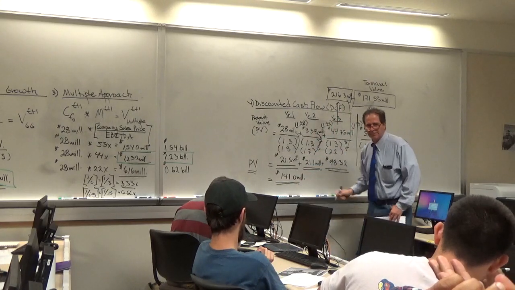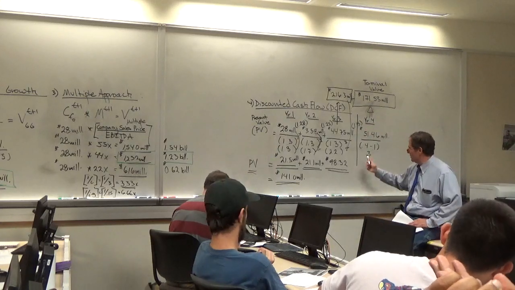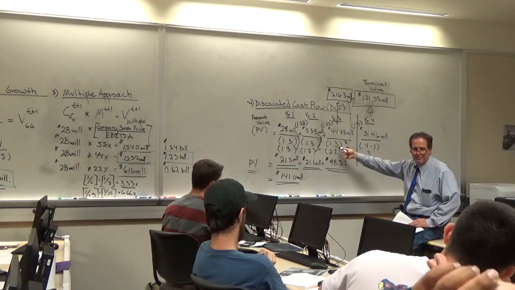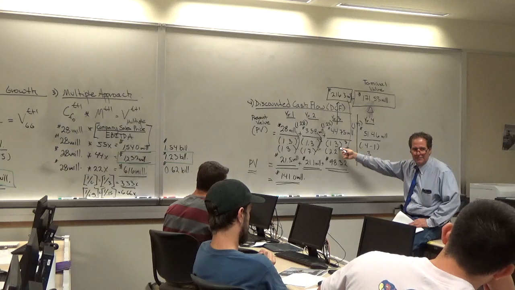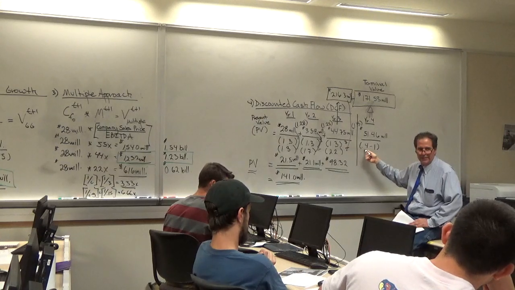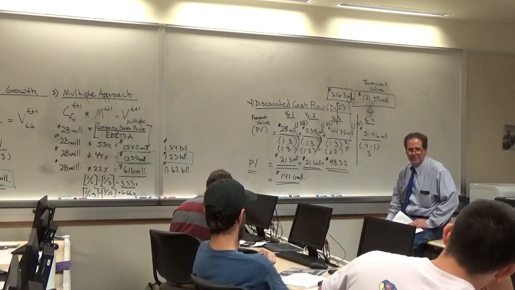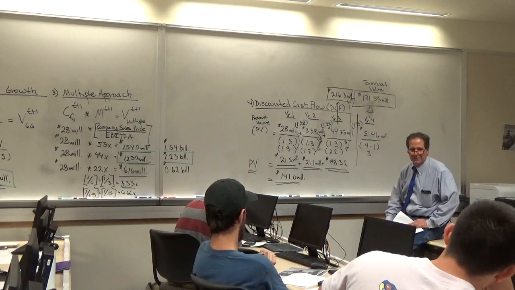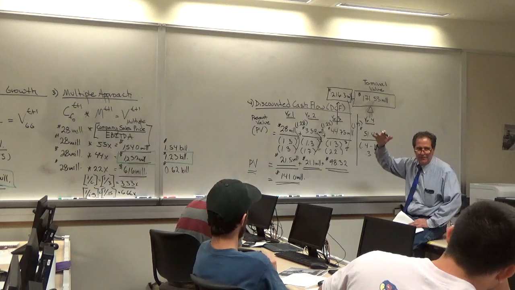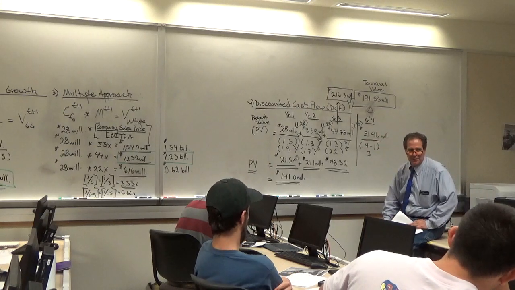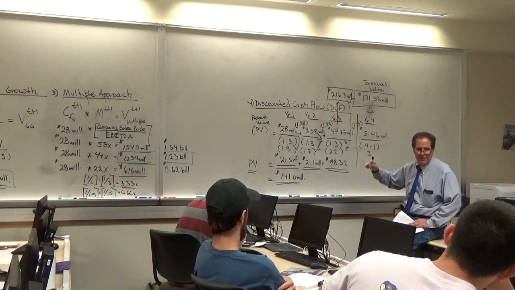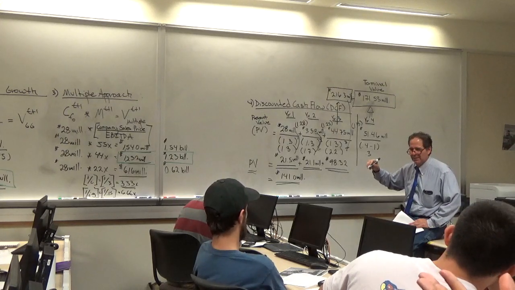Got it. Here's the other thing. You see the going in discount rate? You see the terminal discount rate? Why would the terminal discount rate be higher than the going in discount rate? Why would you use a higher discount factor? Okay, what kind of company is this? Yeah, but what kind of company?